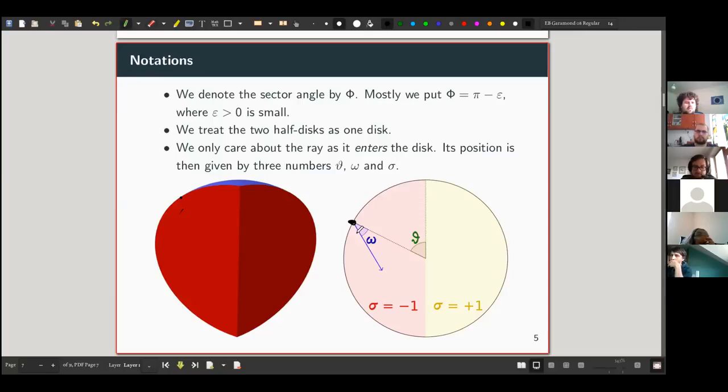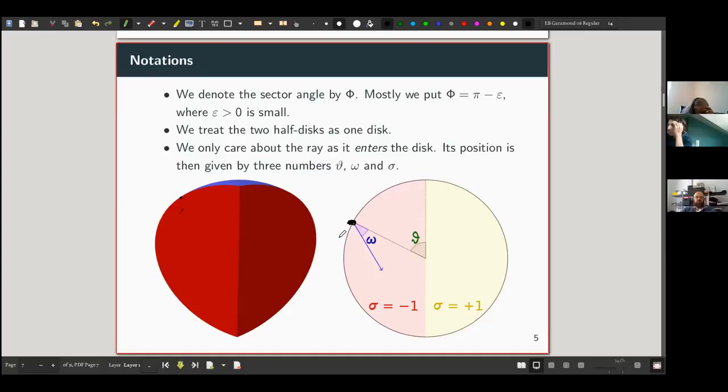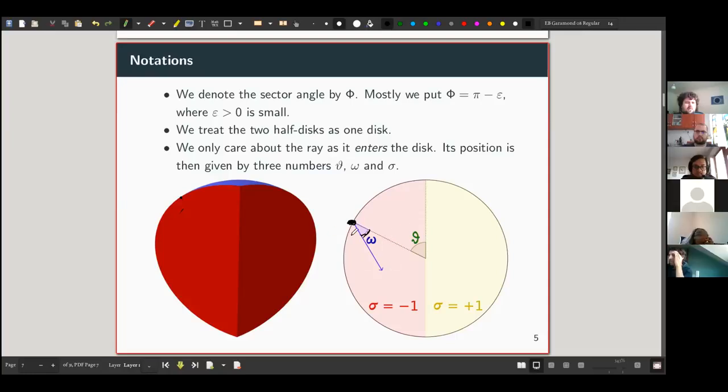So these 2 numbers, or 3, are the only thing that we are caring about. This theta, which just will show the position of the particle as it is entering the disk, and the omega that shows the direction of the particle. And we measure it with respect to this radius of the circle. So the omega is positive when it goes to the right from the radius.